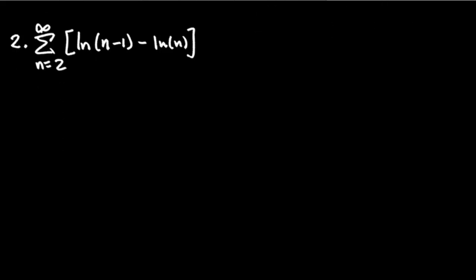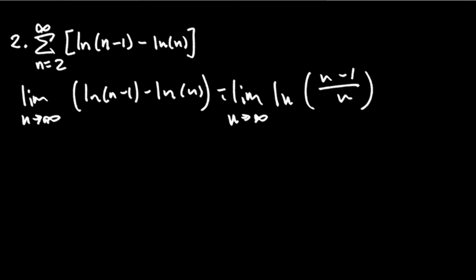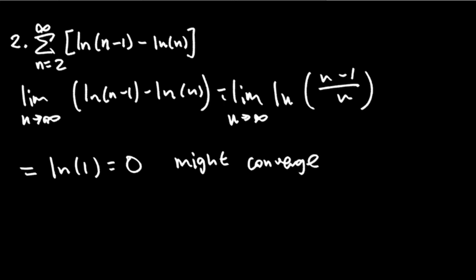Alright, let's try this thing. So let's see, limit as n approaches infinity of ln of n minus 1 minus ln of n. Let's see, how can we work with that? So for logs, remember, same base, so you can combine them. And the subtraction tells you that we're going to divide. All right, so as n approaches infinity, this is going to approach ln of 1. In other words, 0. So this might converge. Again, we don't know if it converges or not.